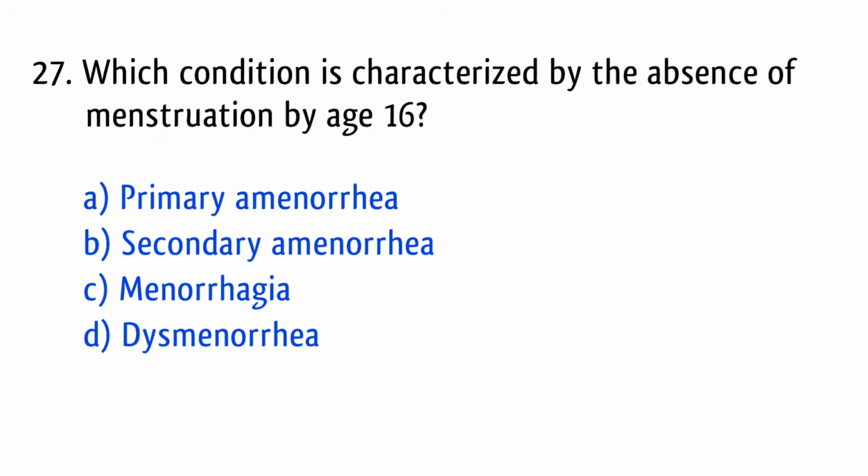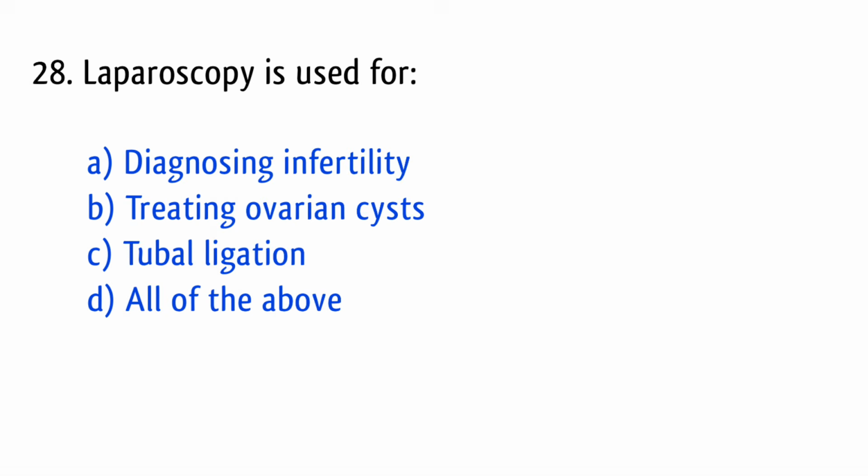Question number 27. Which condition is characterized by the absence of menstruation by age 16? The right answer is option A, primary amenorrhea. Question number 28. Laparoscopy is used for. The right answer is option D, all of the above.